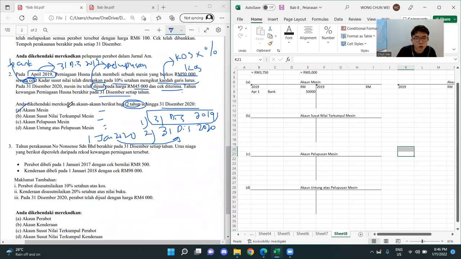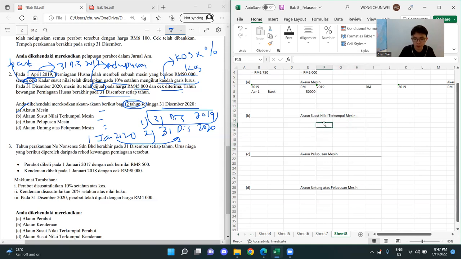So after we buy a machine, every time we have to remember: if it is an asset bukan semasa, I don't care, asset bukan semasa can be machine, perabot, kenderaan, and so on. As long as it is an asset bukan semasa and they tell you ada kaedah, kaedah susunan, then you mesti record for this susut nilai. So therefore, kita ada susut nilai terkumpul mesin.